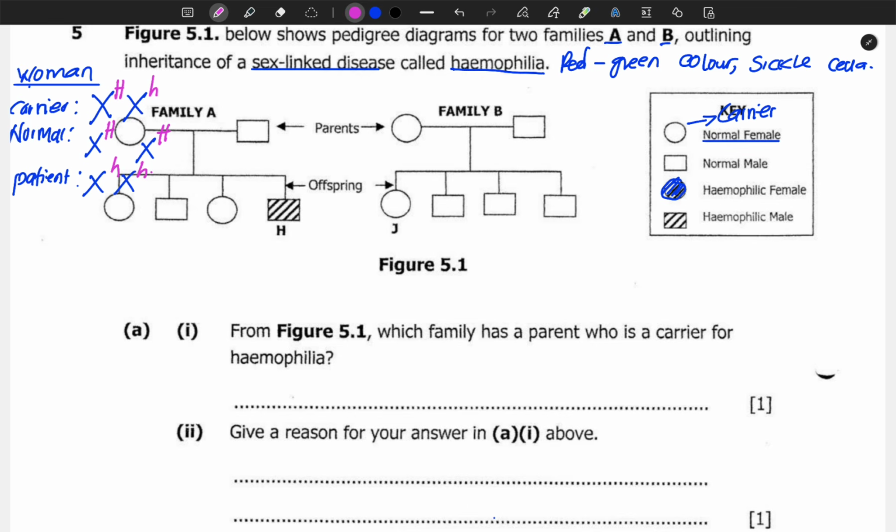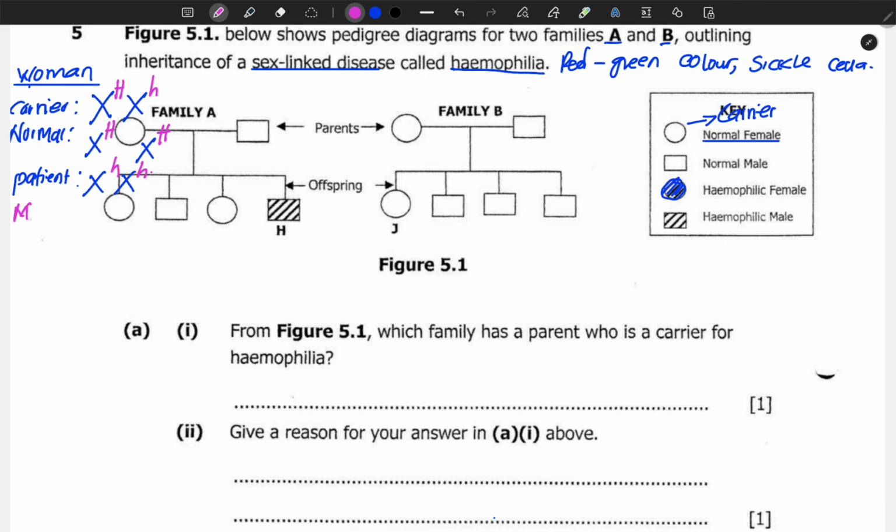Remember I said what we have written here can be applied to all these three sicknesses. The only difference is the letter. If you are using, let's say, R, then for a carrier, capital letter R and small letter r. For normal, two capital letter R's. Then for a defect, two small letter r's.